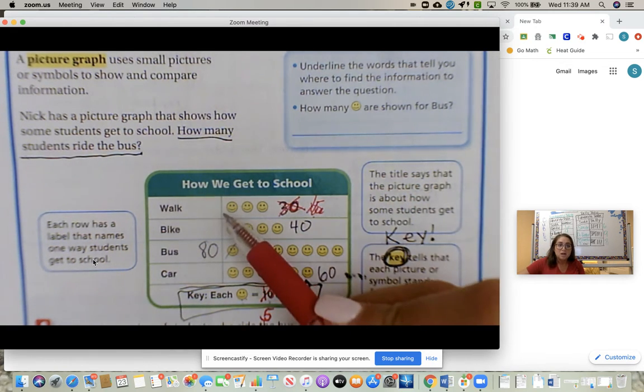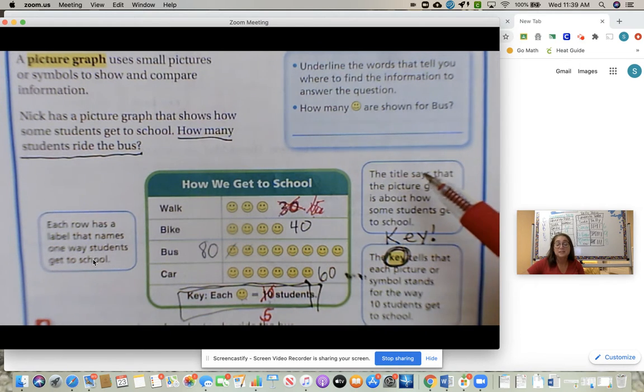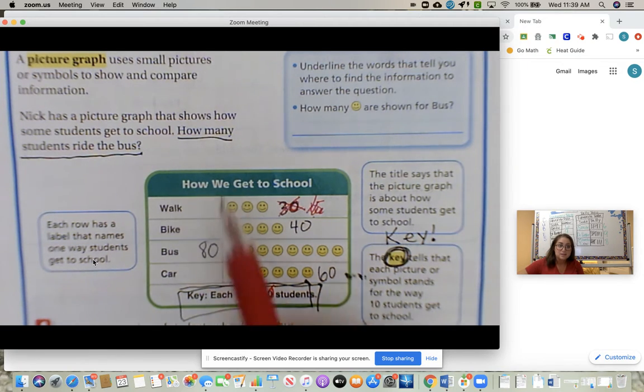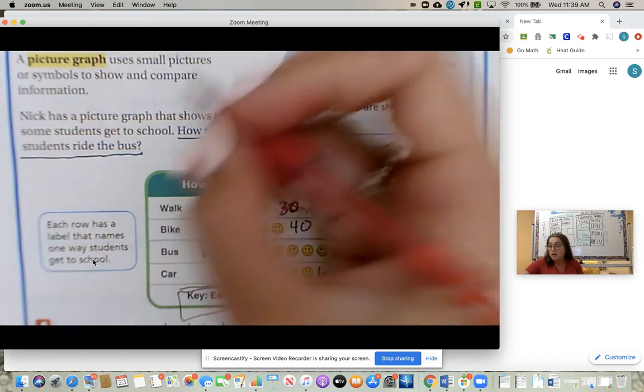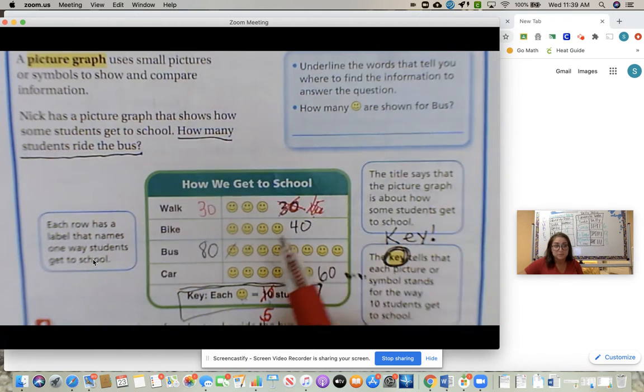So if I go to walk, 1, 2, 3, it is not 3 students. That would be completely incorrect. Our key tells us that each smiley face represents 10. So you're going to skip count by 10. So 10, 20, 30. Oh, so 30 students really walk, okay? What about bike? Skip count by 10. 10, 20, 30, 40. Oh, 40.